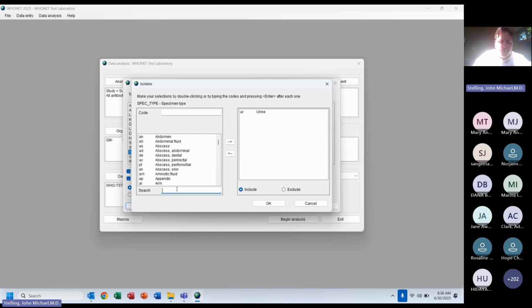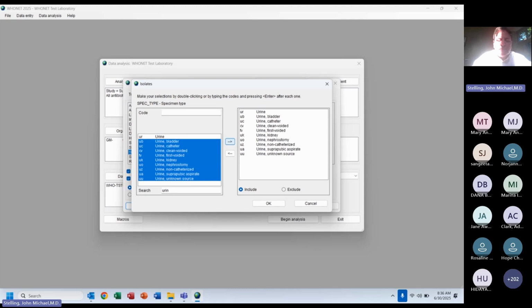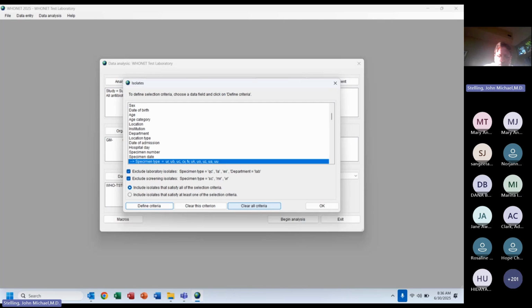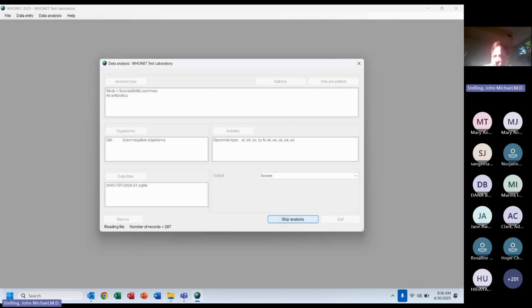But I don't want to just say urine because WHONET does offer many kinds of urine. So I want to put all the different kinds of urine into my statistic. And that's up to you. We will offer a feature called specimen categories, but we haven't done that yet. So at some point, you'll be able to choose either individual urines or just choose the category urine. So there's going to be all the different urines. I say, okay, begin analysis.